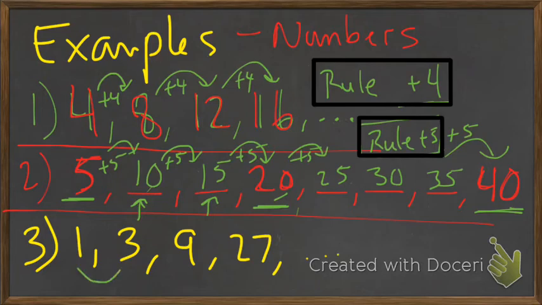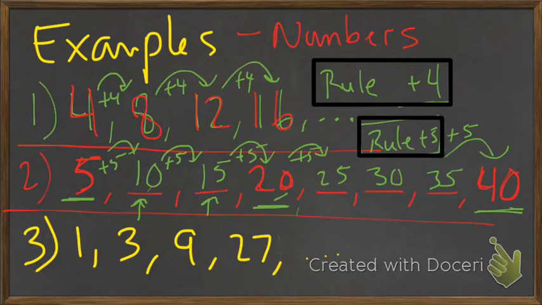From 1 to 3, okay, that could be plus 2. From 3 to 9, that could be plus 6. From 9 to 27, that's plus 18. This seems kind of weird. Plus 2, plus 6, plus 18. Let's not worry about addition right now.